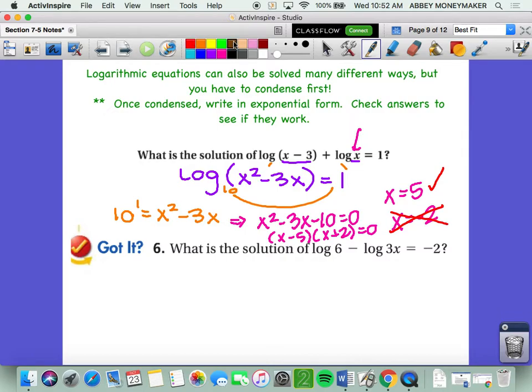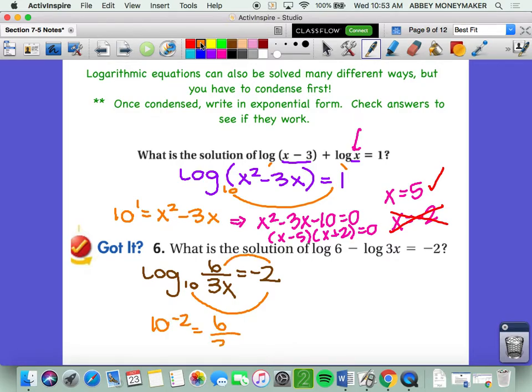What does that minus sign tell me to do? Divide. Let's go ahead and put in log base 10. That'll save me a step. 6 over 3x equals negative 2. Now, this one's a little tricky, and I want you to think. 10 to the negative 2 equals 6 over 3x. Would it make sense to use the fraction here or the decimal here? Fraction.